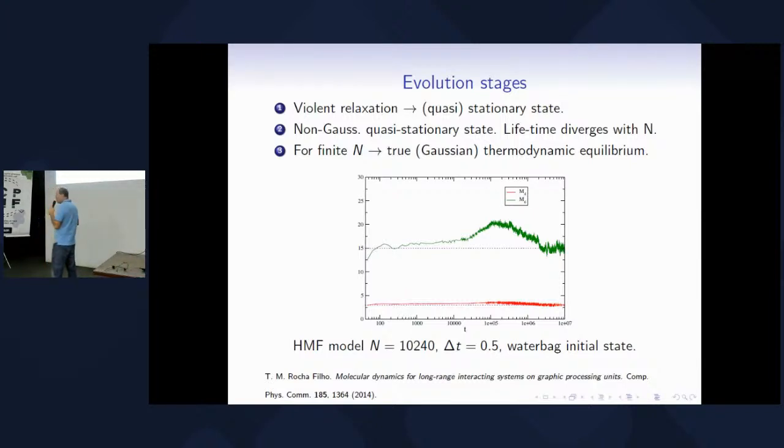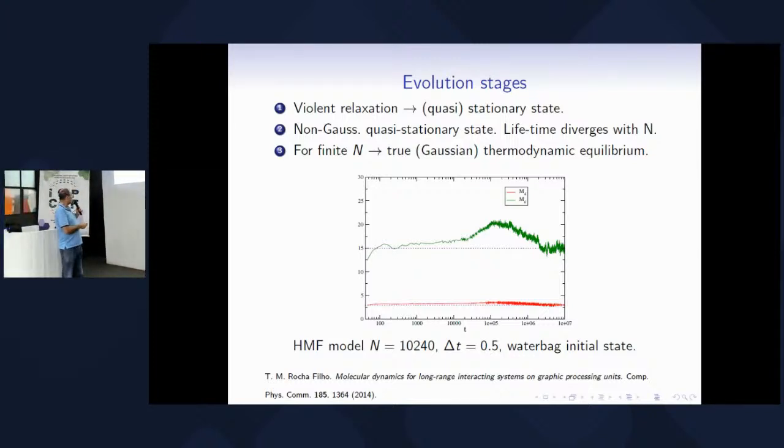The first stage is what we call a violent relaxation that occurs in a very short time. There are some theories to describe that. Then, after the violent relaxation, the system stays for a very long time in this almost stationary state, a quasi-stationary state. And then it slowly relaxes to equilibrium, like here. But the point is, if we raise the value of N, the time to reach equilibrium diverges. Here, it took a time of 10 to the 7 for just 10,000 particles.